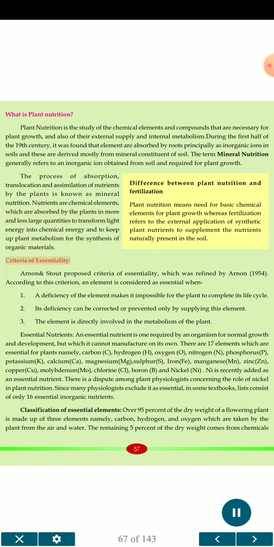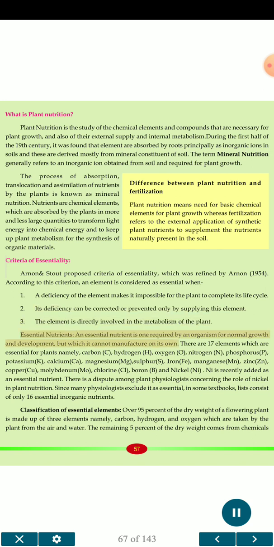Criteria of essentiality. Arnon and Stout proposed criteria of essentiality, which was refined by Arnon, 1954. According to this criterion, an element is considered as essential when: 1. A deficiency of the element makes it impossible for the plant to complete its life cycle. 2. Its deficiency can be corrected or prevented only by supplying this element. 3. The element is directly involved in the metabolism of the plant.